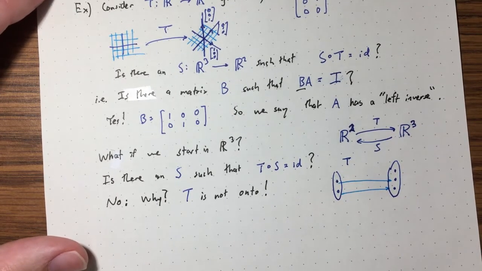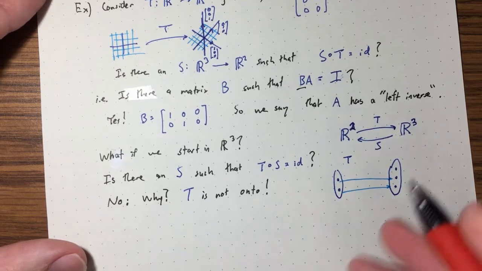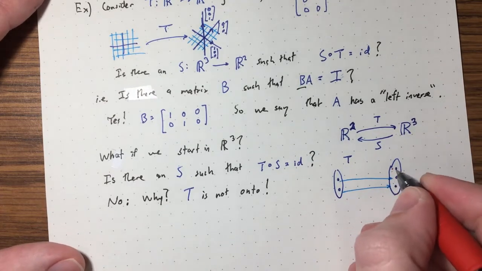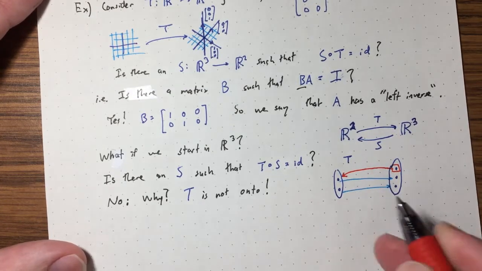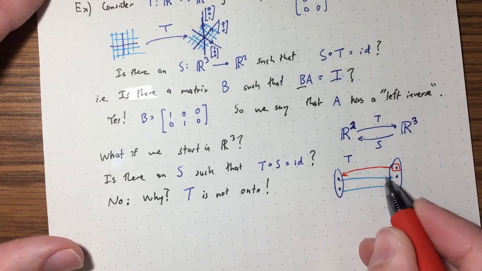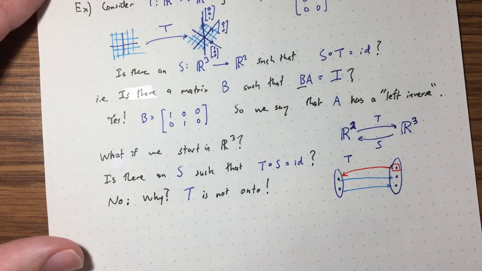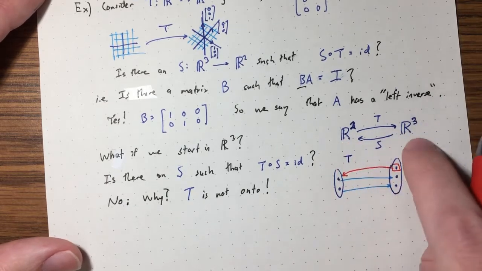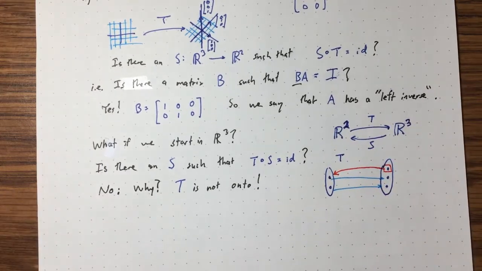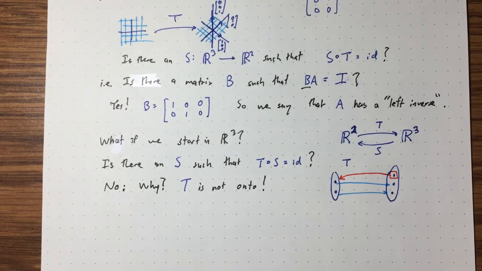Okay, so I'm missing something there. Well, what if I start at this point here that I'm missing? It has to map to something, right? But then whatever I map to, that cannot come back here because T is not onto. So there's no way I can start here, go there, and then go back there, and just end up exactly where I started. And again, that comes down to the fact that T is not onto.